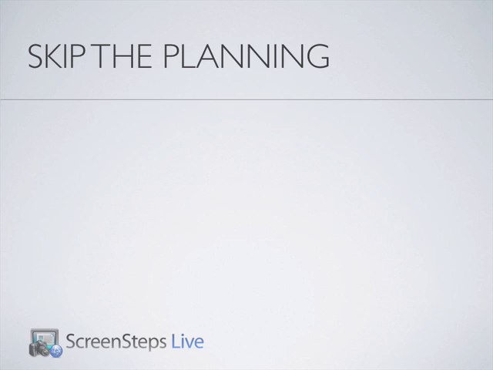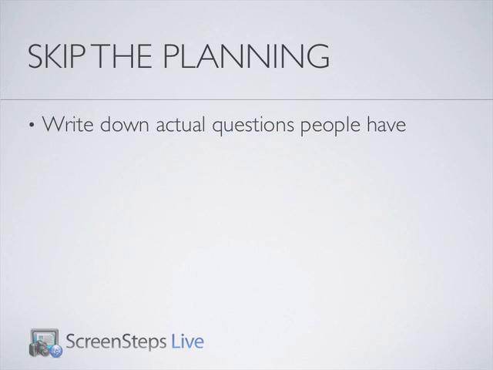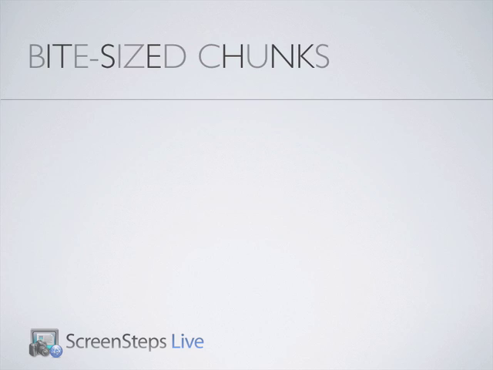The purpose of ScreenSteps Live is to answer questions your customers actually have. You can't possibly anticipate every question your users will ask, so don't. Just follow this simple method. Write down actual questions your customers have, and then answer them. That's all the planning you need. Your planning stage should take no more than 10 minutes, depending on how fast you can type.